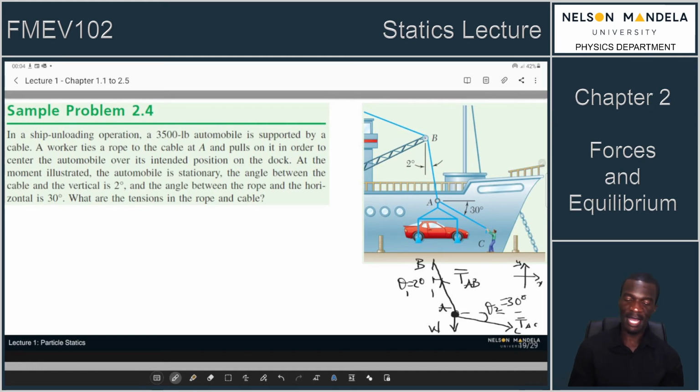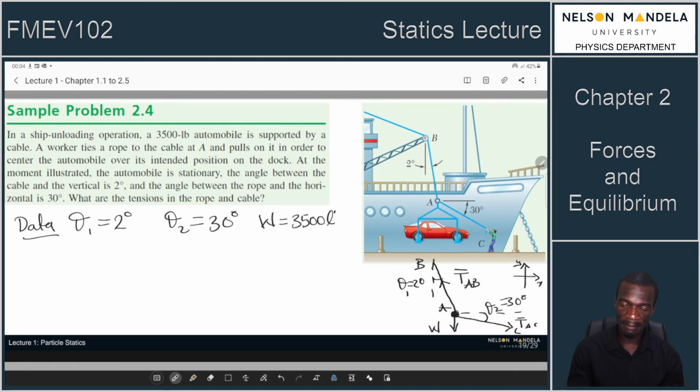Method. Now your method of coming up with the tensions depends on the requirements. If they do not say to use the graphical method, then you can use your convenient method. So your data are already supplied. You've got your theta 1 equal to 2 degrees. You have your theta 2 equal to 30 degrees. You have your weight equal to 3,500 pounds.